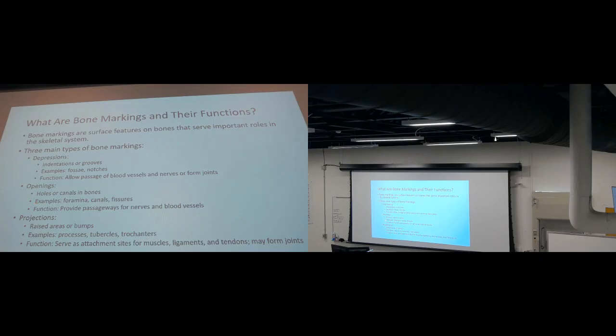So depressions are indentations or grooves. Examples will be fossa or notches. And within these depressions, we have the passage of arteries, veins, or nerves. Or also, within these depressions or notches, we can have other bones connecting, so you form joints. The connection between bones is called a joint.